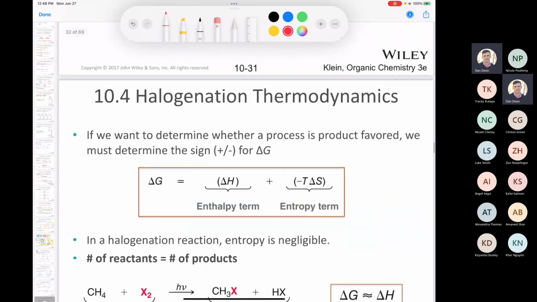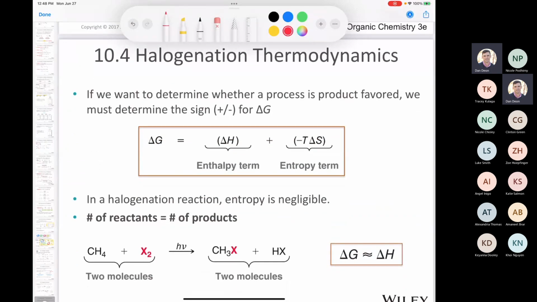Okay. The next section deals with halogenation and the thermodynamics of halogenation. So we're getting back into delta G, delta H, delta S, all that good stuff. So I think this is a great time to take a short break.